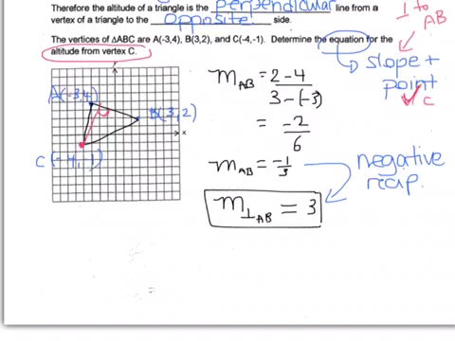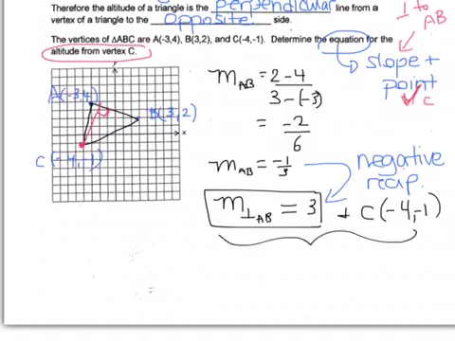So that slope combined with point C, which is at negative 4, negative 1, will give us the equation of the line. We have to use point C because that's the one that's touching the altitude. The altitude only goes through point C, and it's perpendicular to the base, so we're using our point and our perpendicular slope. Finally, we're going to put them both into the equation.